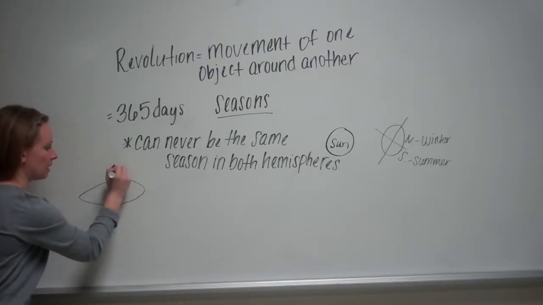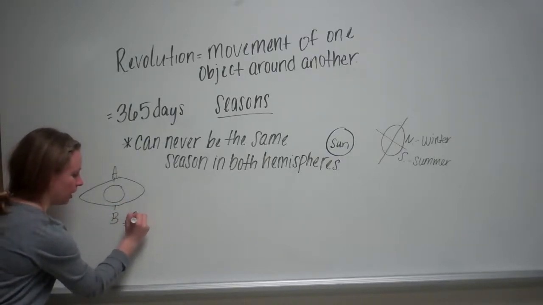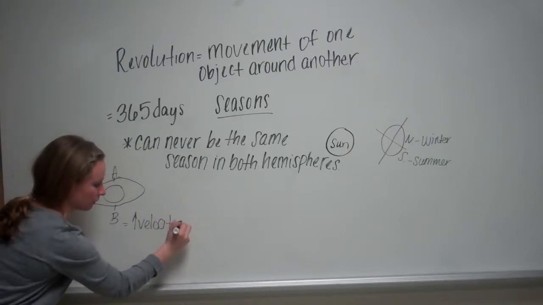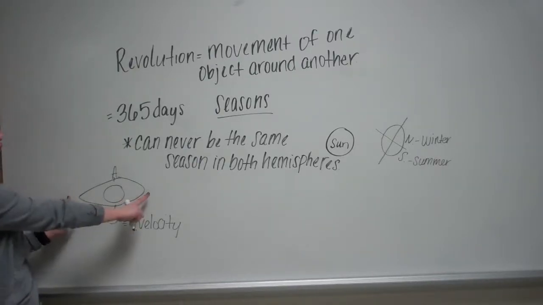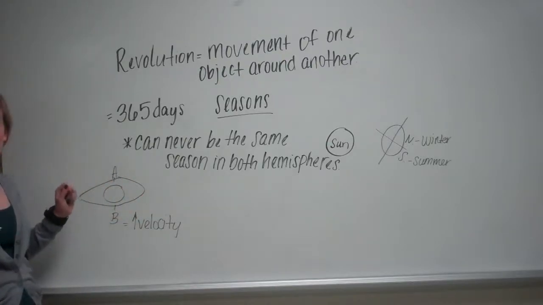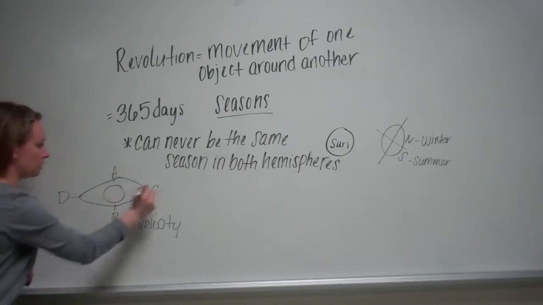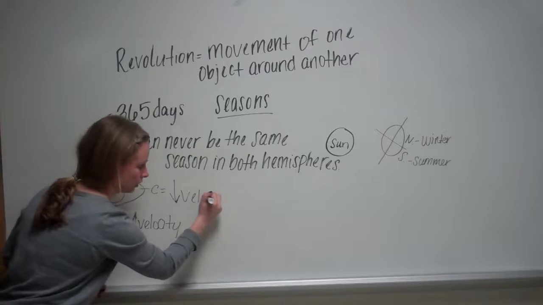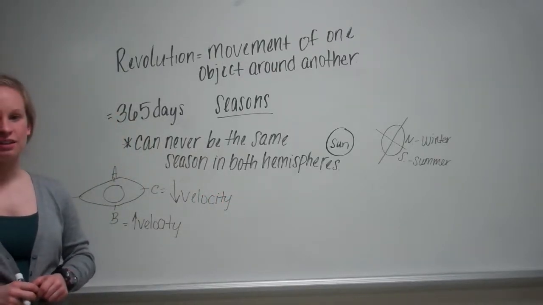So at point A and point B, we're going to have high velocity. Velocity is spelled V-E-L-O-C-I-T-Y. As we are further away from the sun, we're going to start slowing down. So at point C and point D, we're going to have a lower velocity. Okay? And that is revolution.